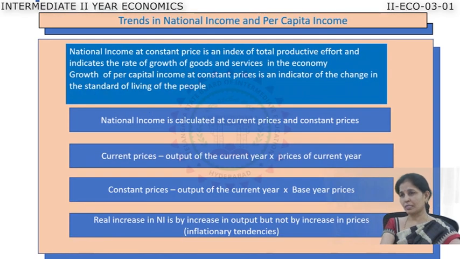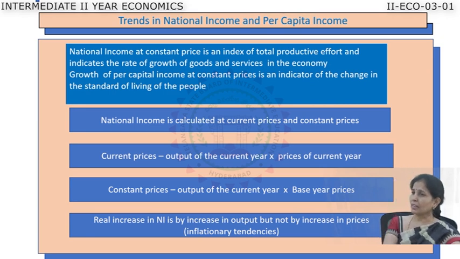The next one is trends in national income and per capita income, which is a 2-mark question for you. How do we calculate, and what is the importance of these estimates? We consider the national income at constant prices. This is an index for productive efforts and indicates the rate of growth of goods and services in the economy.